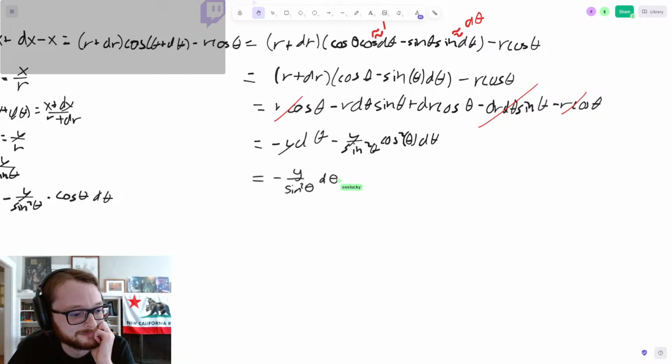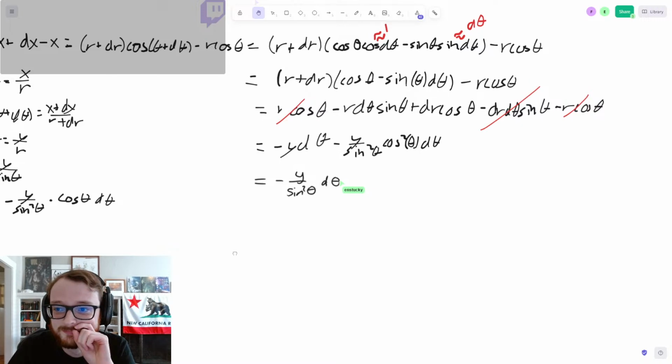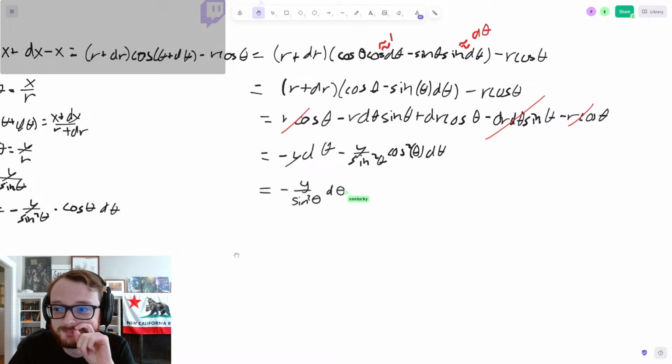Little dx, which is what we called little dl. R, which is what we called y divided by cosine squared theta. Interesting.